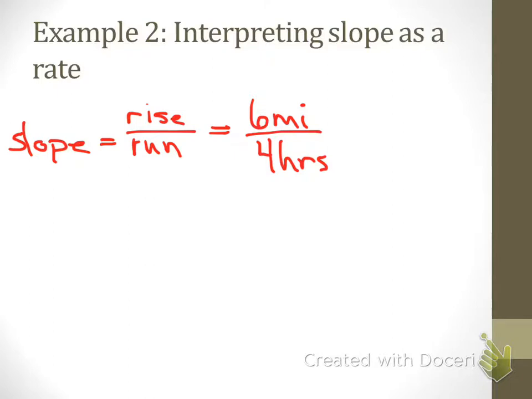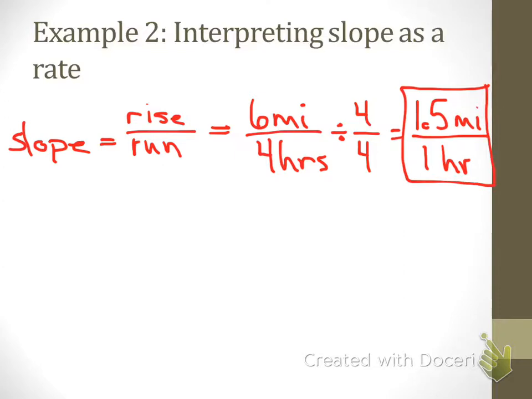Chris? You divide by 4. Very good. Divide top and bottom by whatever number is in my denominator, and I get 1.5 miles per hour. So I used a coordinate on my graph to write my slope, and then I divided top and bottom by 4 in order to find the distance per hour.